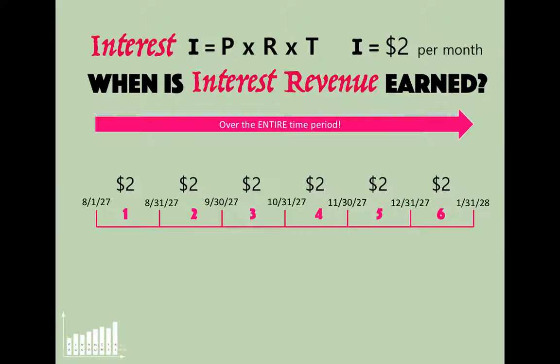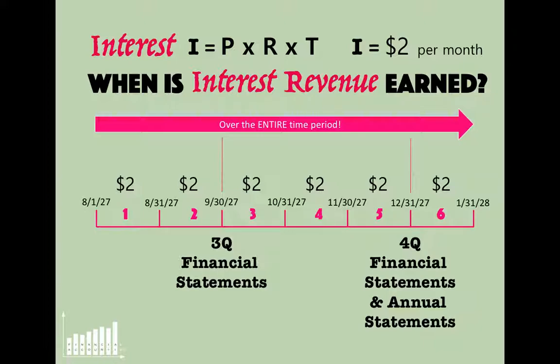Now we could record this monthly. There would be nothing wrong with that. But there's really dates in here that are big dates. So for a lot of companies, September 30th is the third quarter ending date. So we would put together third quarter financial statements as of September 30th. And obviously, with those companies that are calendar year, 12/31 is going to be the fourth quarter financial statements and the annual statements. And so, if not every month, especially these dates, we would want to record the fact that we have earned revenue during those time periods.